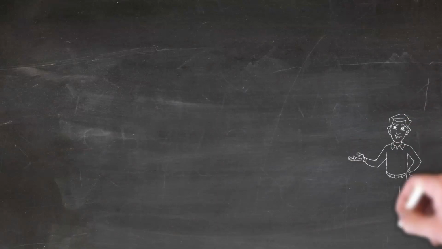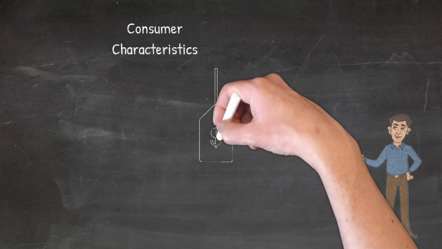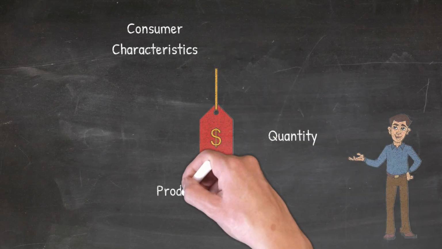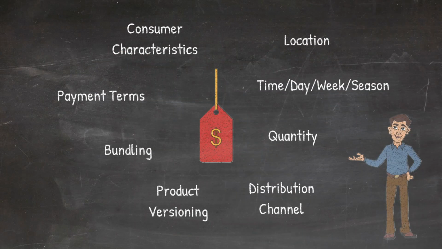Now there are factors that impact differential pricing, and we're going to go through a handful of them. So let's take a look. It's consumer characteristics, quantity, time, day, week, season, distribution channel, product versioning, bundling, payment terms, and location. Let's take a look at 3 of these strategies: consumer characteristics, time or seasons, and locations as examples. Now keep in mind, you will see some of these strategies working together.